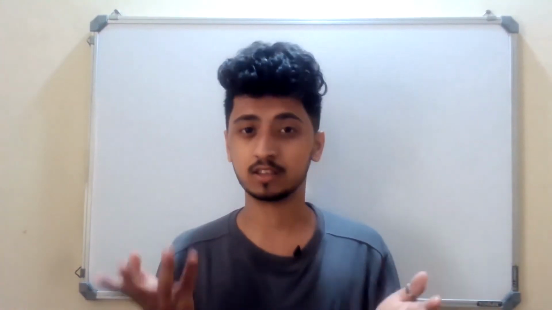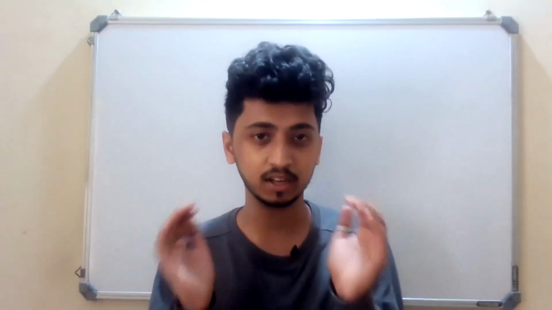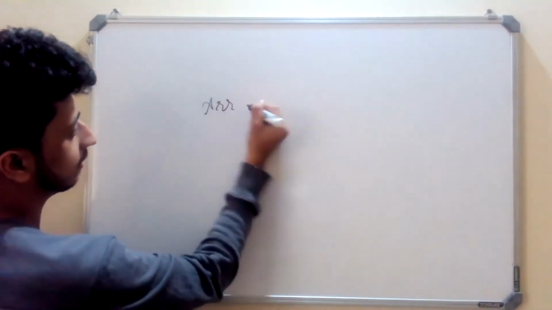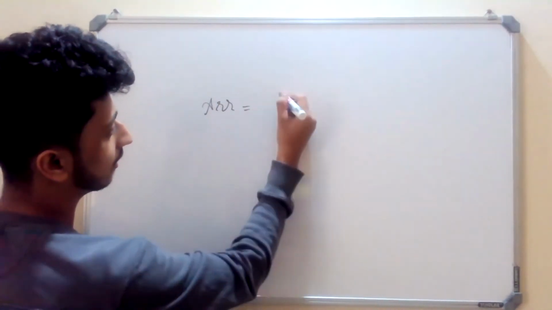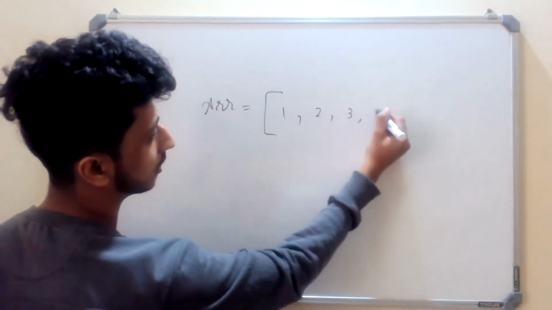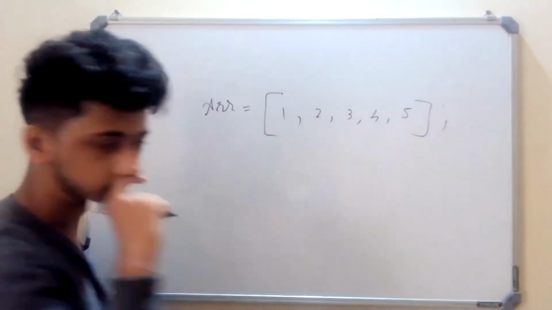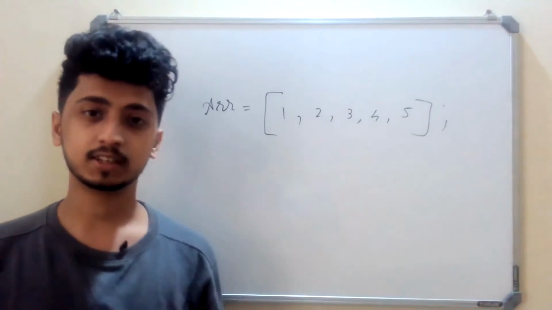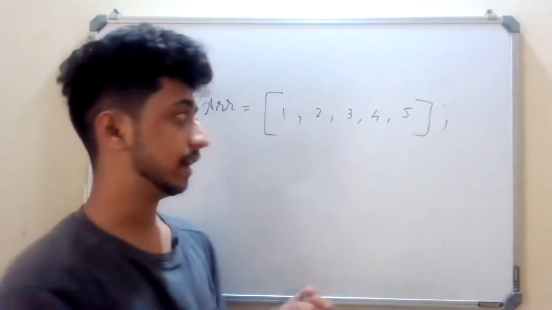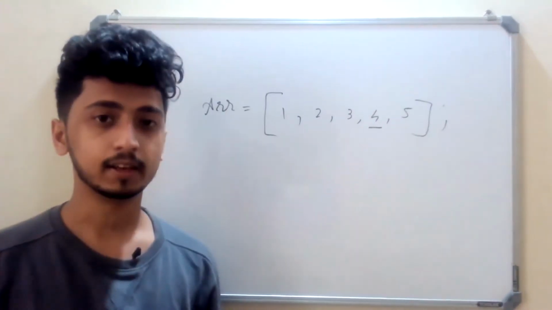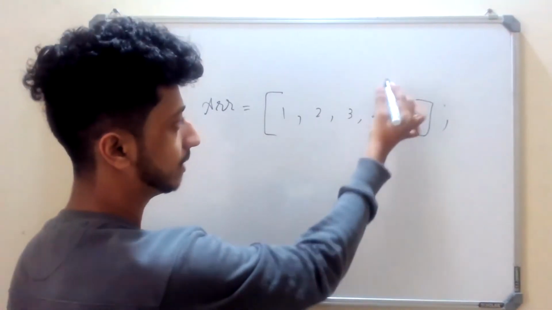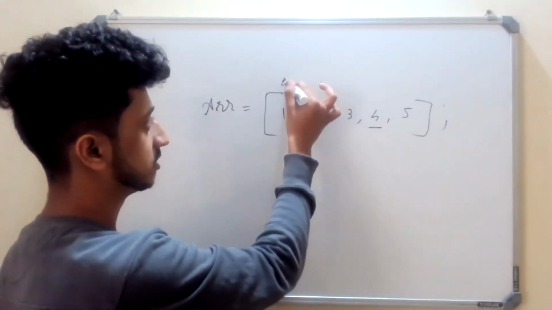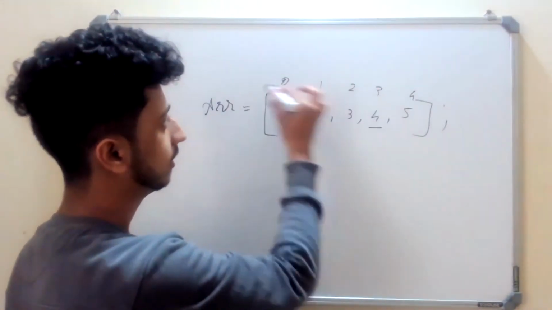A linear search is a method of finding an element within a given list, right? Say, for example, we have an array, and this array has elements like 1, 2, 3, 4, and 5. So that is the array. Now, we have a program or a question which asks us to find the element 4 and then return that position. What is the position of 4? Now this will be 0, this will be 1, 2, 3, and 4, right? So this is the position.